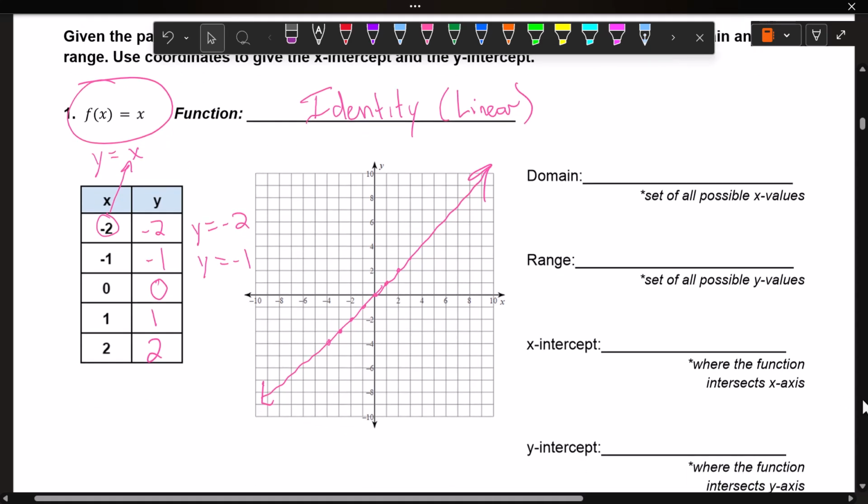Pretty straightforward. Our domain, it's all possible x values. Well, our x is on our horizontal axis here. Let me highlight that. And so this pink line goes all the way to -infinity on the left. It doesn't stop. It just keeps going. Same thing on the right. So, I believe what we were used to last year, our domain would be all real numbers. You can put in anything for x. That's all that's saying.